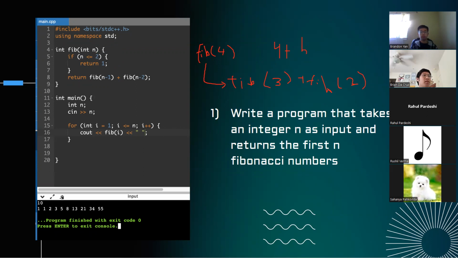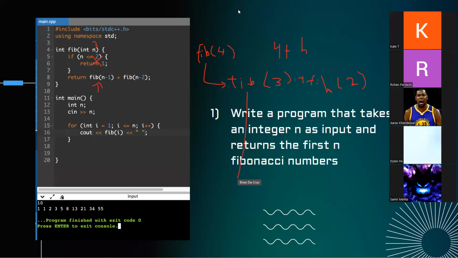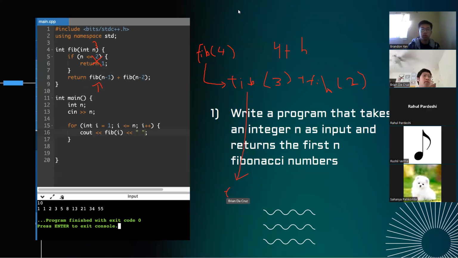So now n is equal to 3. Is 3 less than or equal to 2? No, it's not. So we're going to return this again. So fib of 3 is going to basically equal fib of 3 minus 1, which is 2, plus fib of n minus 2, which is 3 minus 2. So n minus 2 here, 3 minus 2 will be 1.